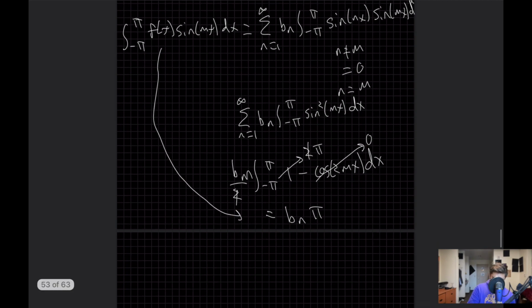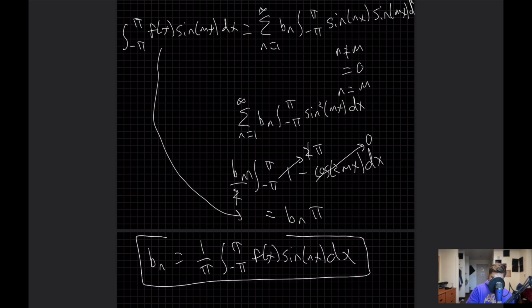Therefore, b sub n is equal to 1 over pi times the integral of negative pi to pi of f of x sine of nx dx. And this will always work to find our b sub n coefficient.